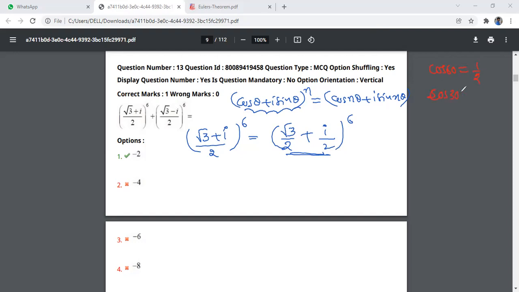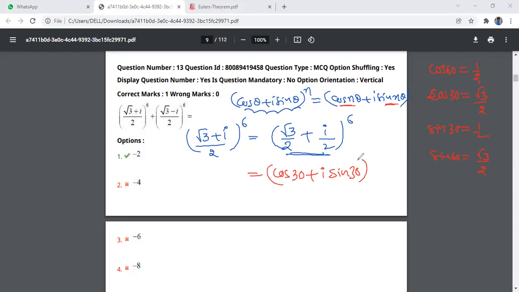Cos 30 means root 3 by 2, and sin 30 means 1 by 2, sin 60 means root 3 by 2. So always this is the real part, this is the imaginary part. So what is the real part here? Cos value. So what we have to take? Cos 30 plus, this is I by 2 means 1 by 2, I we have to take common sin 30.